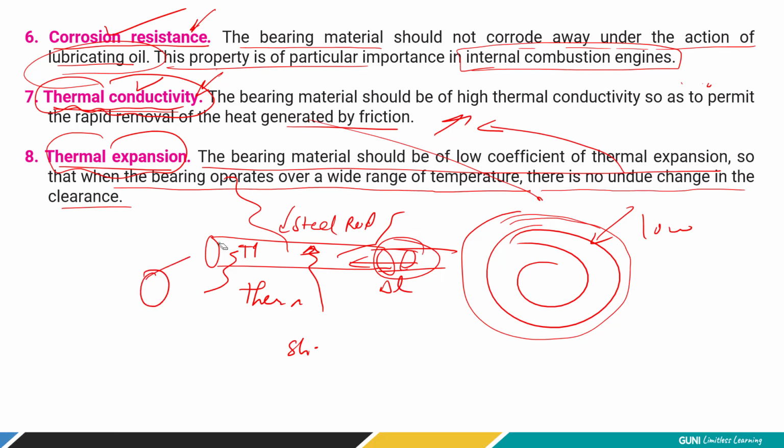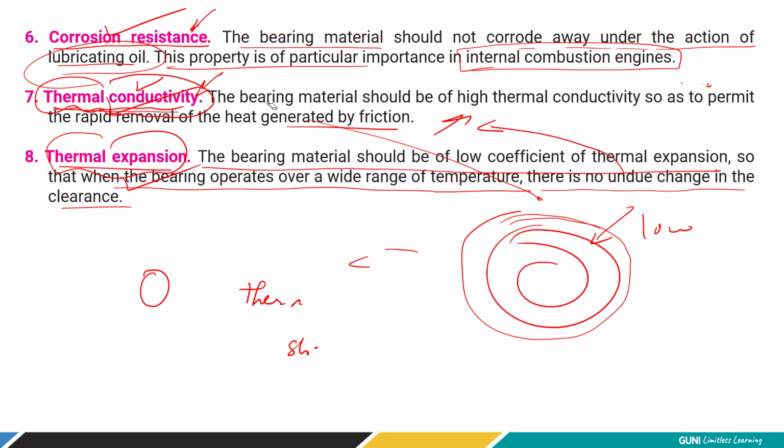The two elements are running very finely with respect to the diameter difference, right? But because of these two properties, thermal conductivity and thermal expansion, it may increase. So we need to avoid this. It is only possible by two things. One is thermal conductivity, the second is thermal expansion.